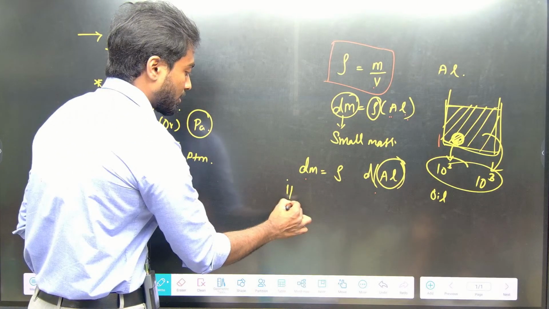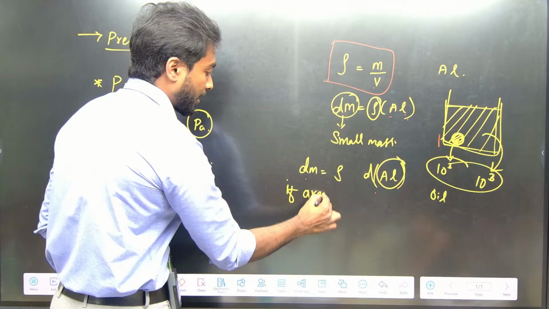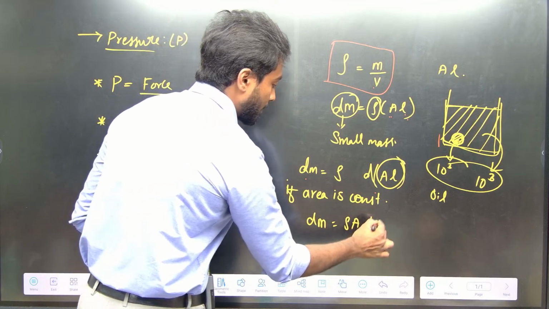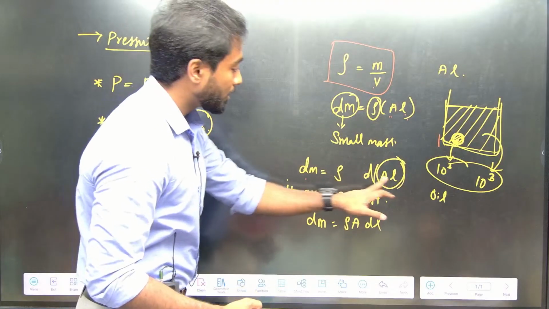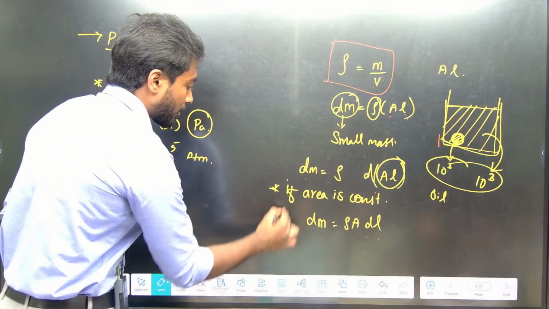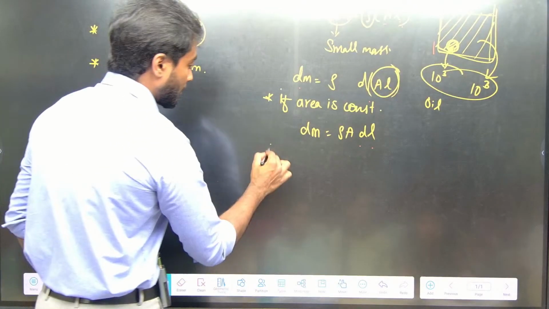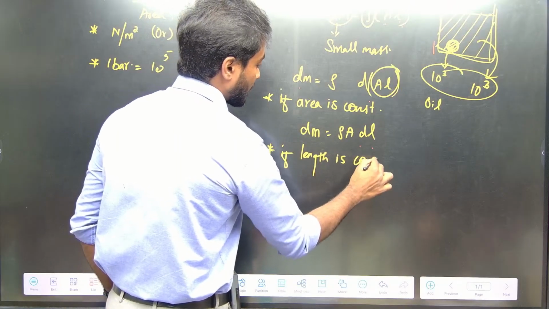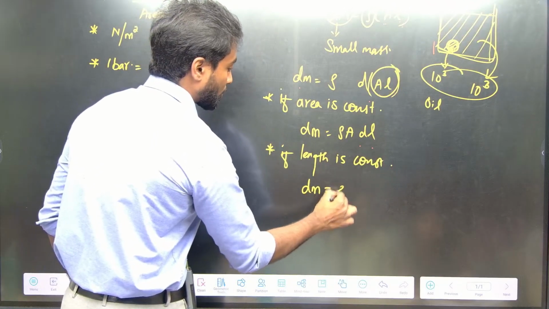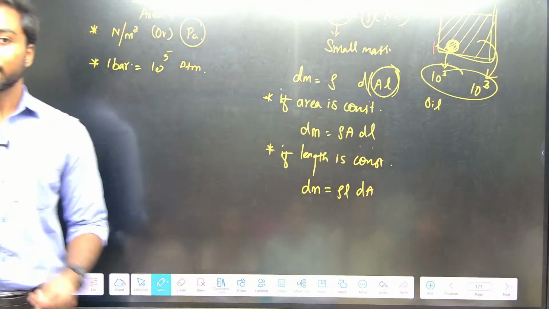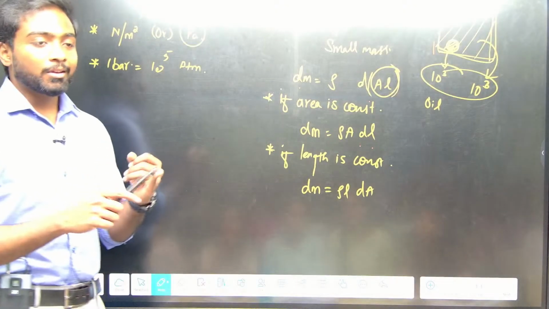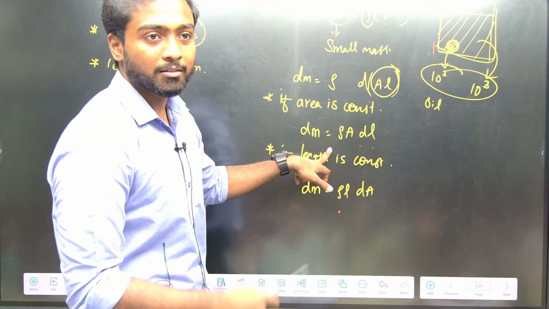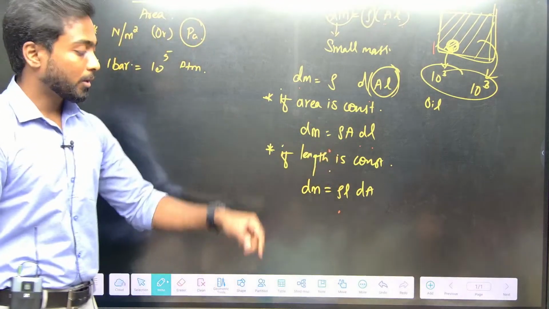From this, if area is constant, I can write this dm is equal to rho A into dl. Area is constant, no, I will take it out, only dl will be there. If length is constant, can I write dm is equal to rho L dA? Understood now? If they talk about area changes, then this formula. If they talk about length changes, then this formula, okay. You can take it down.